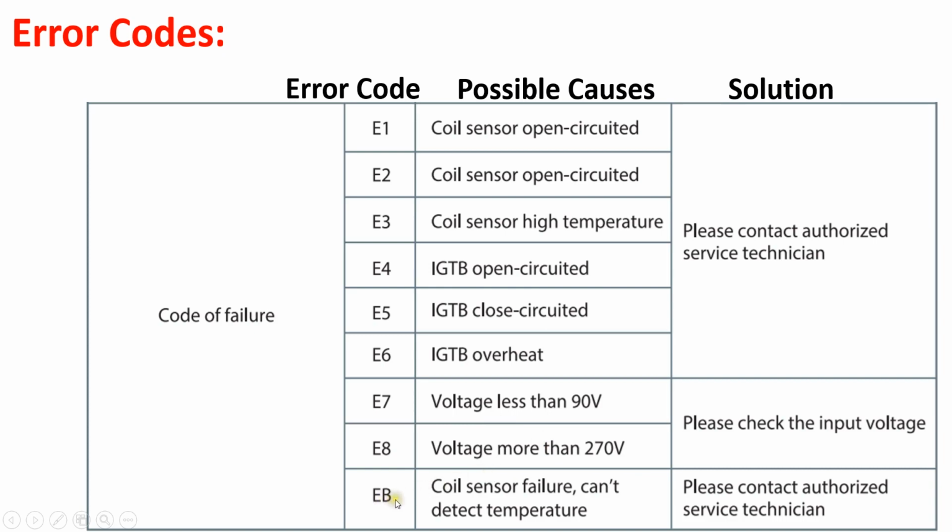And this EB error code will be displayed whenever the coil temperature sensor, that is the copper coil temperature sensor, has failed. So these are the different error codes that are related to this Usha induction cooktop.